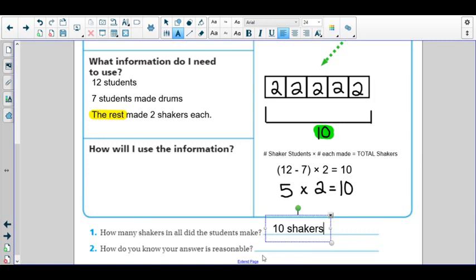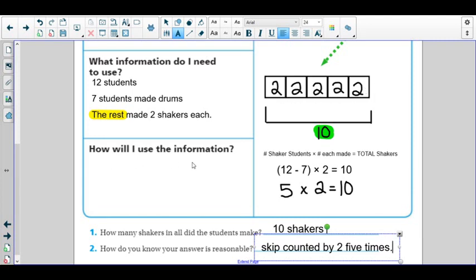How do you know your answer is reasonable? Well, you can just simply say, because Mr. Bean said so. But you could also say that you skip counted by 2s until you skip counted by 2 five times. So 2, 4, 6, 8, 10.